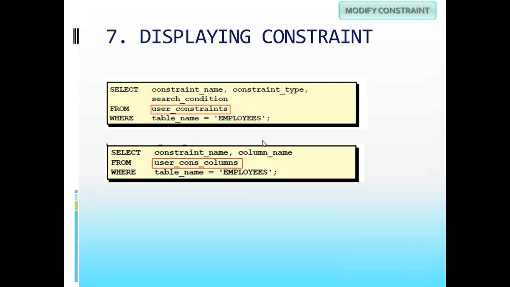Displaying constraints. I think it's quite easy, but we have to know the syntax. SELECT constraint_name, constraint_type, search_condition, which is the default by Oracle, FROM user_constraints WHERE table_name is the table name. There are two examples.